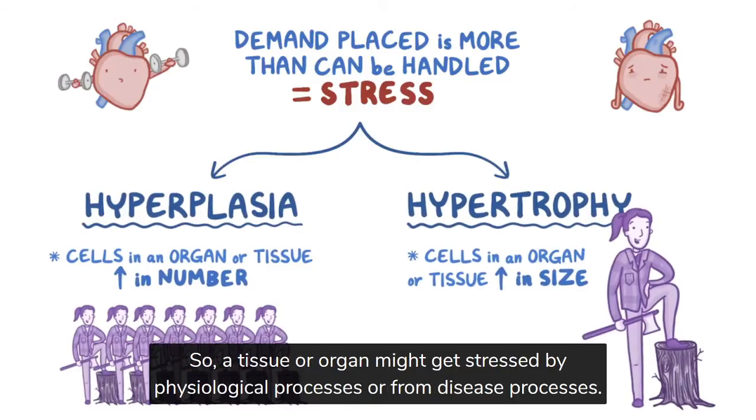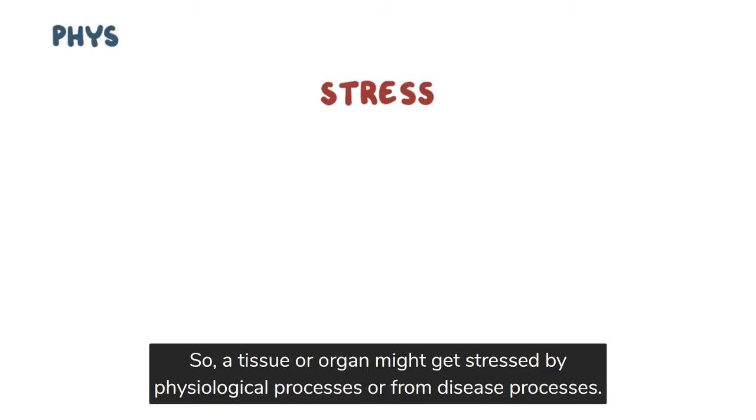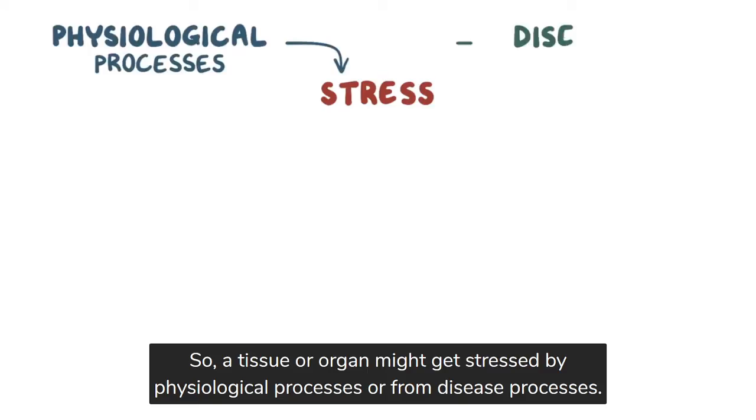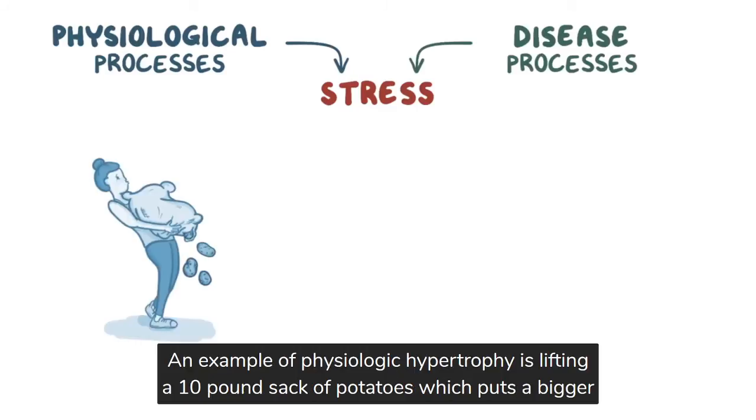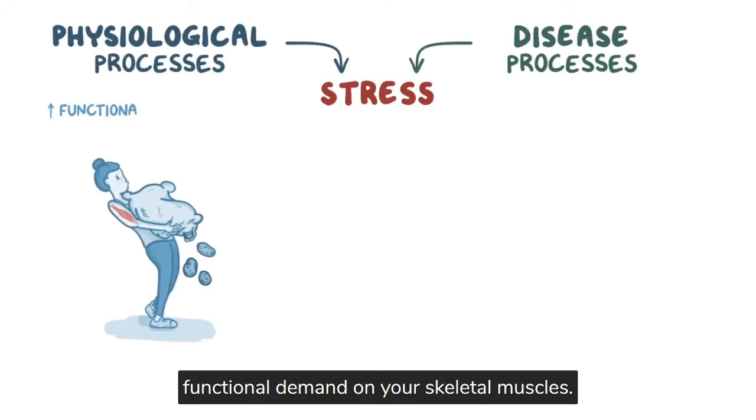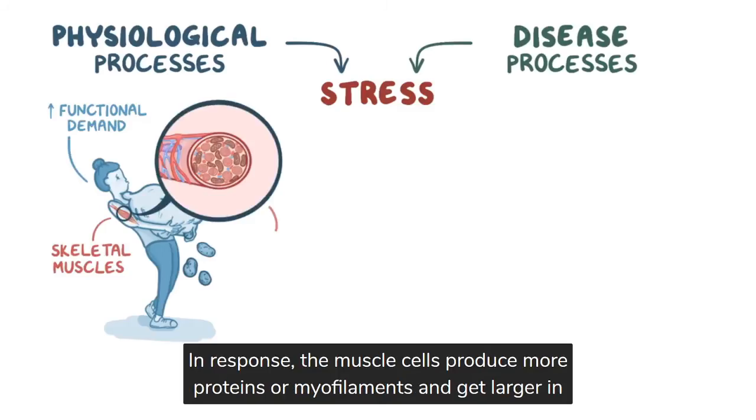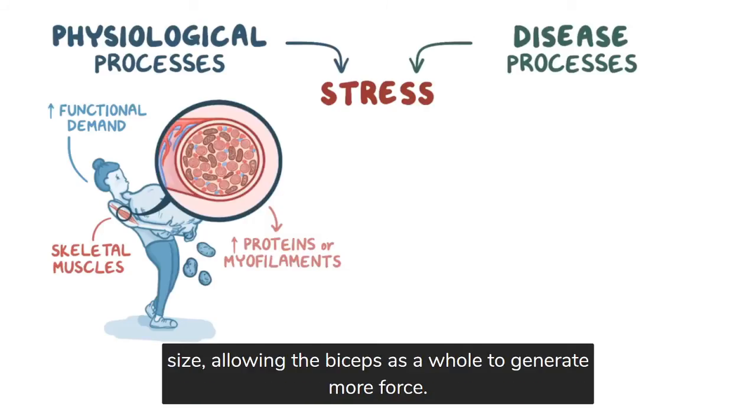So a tissue or organ might get stressed by physiological processes or from disease processes. An example of physiologic hypertrophy is lifting a 10-pound sack of potatoes, which puts a bigger functional demand on your skeletal muscles. In response, the muscle cells produce more proteins, or myofilaments, and get larger in size, allowing the biceps as a whole to generate more force. As a result, your muscles also become bigger and tougher.